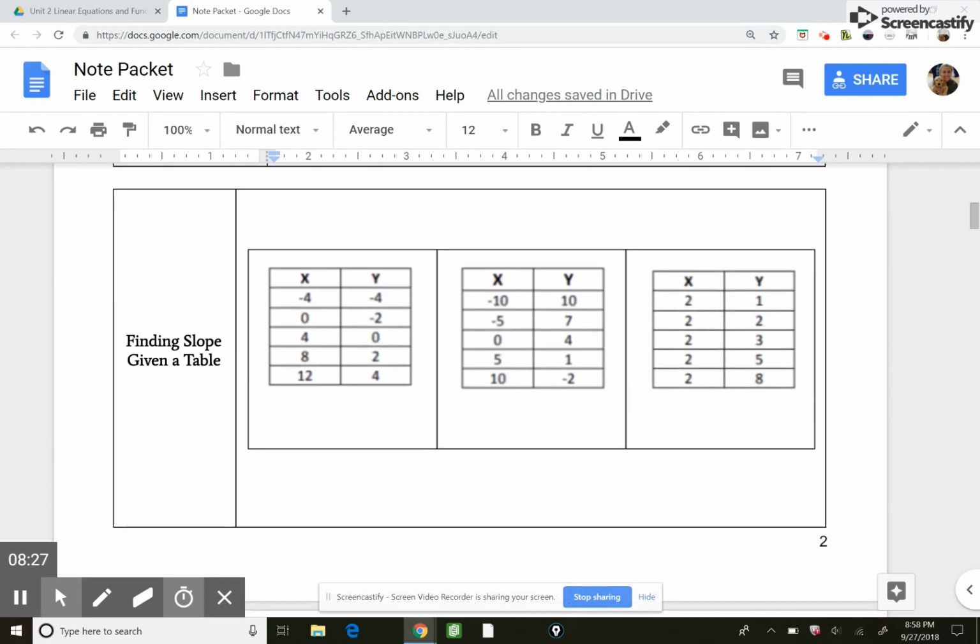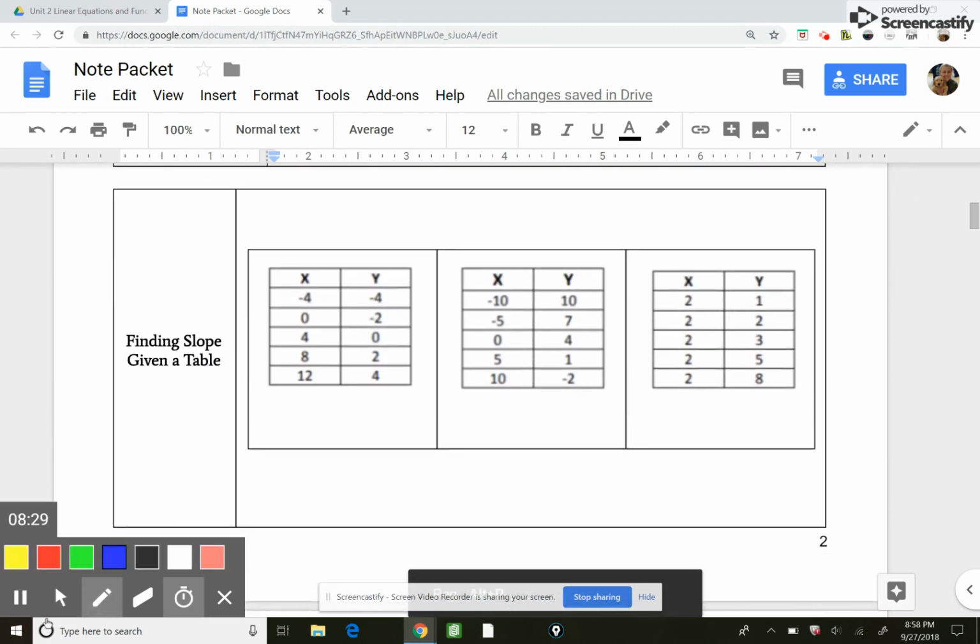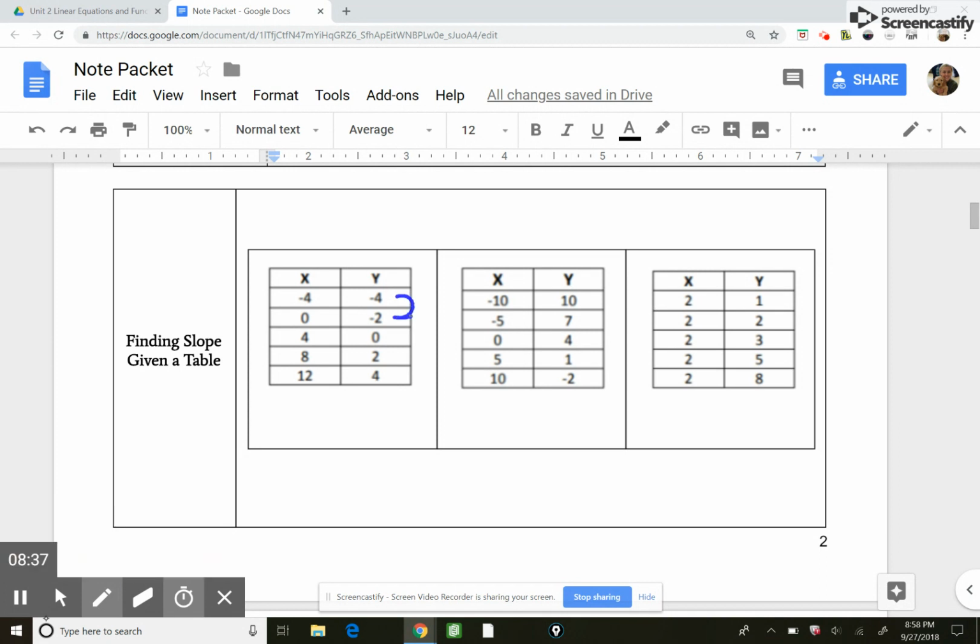And then the last we're going to do is from a table. So the table is the change in the y's over the change in the x's. So from here to here, from negative 4 to negative 2, I'm going up 2. And then from negative 4 to 0, I'm going up 4. So that reduces to 1/2. And you can pick any point. You can pick these two or the last two. It doesn't matter, it's all the same.